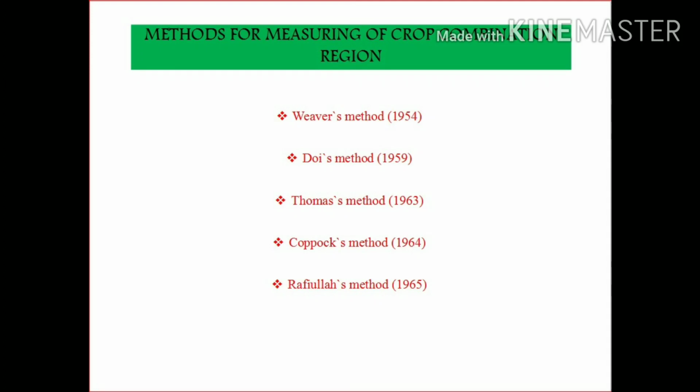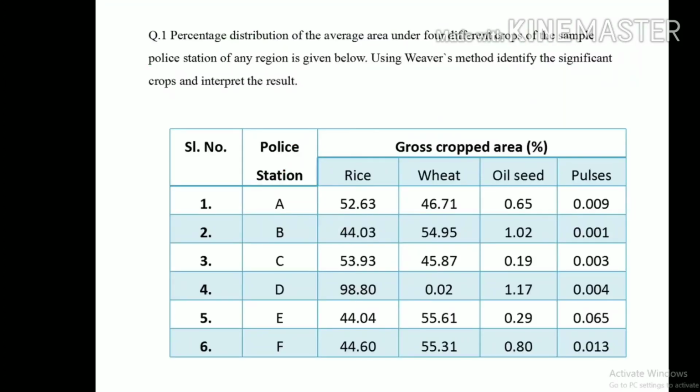Now let's discuss how to calculate crop combination region by Weber's method. For this I have already inserted a question through which you can understand all about it. The question given here: the percentage distribution of the average area under 4 different crops of the sample police stations of a region is given below. Using Weber's method, identify the significant crops and interpret the result.